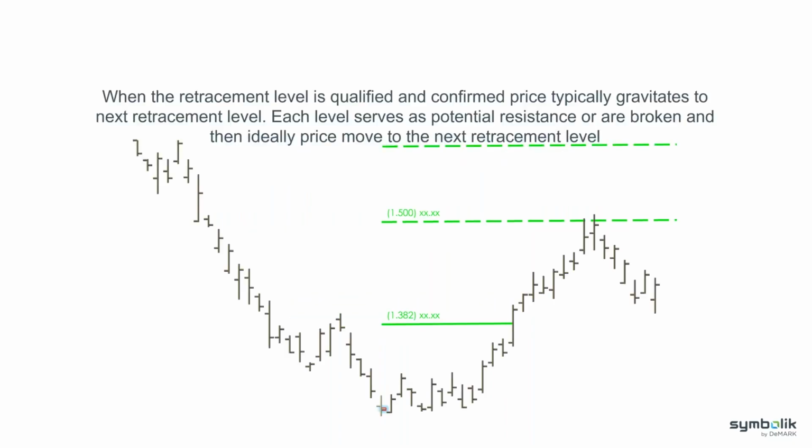So similar concept. You can see here, we had a down close. Now we had an up close. That up close is greater than the 1.382 absolute retracement. The next day opened higher than the previous price bar's close, recorded a high greater than the prior three, and an up close. And so once the 1.382 qualified and confirmed, the likely expectation was price to move to the next level, which is the 1.5.